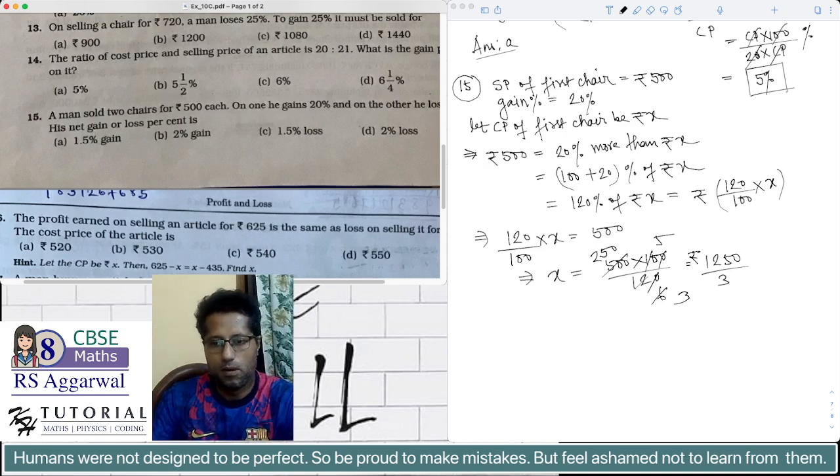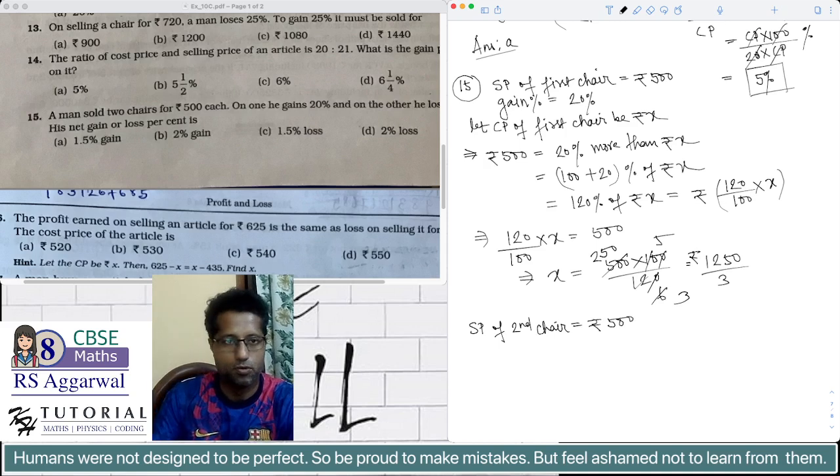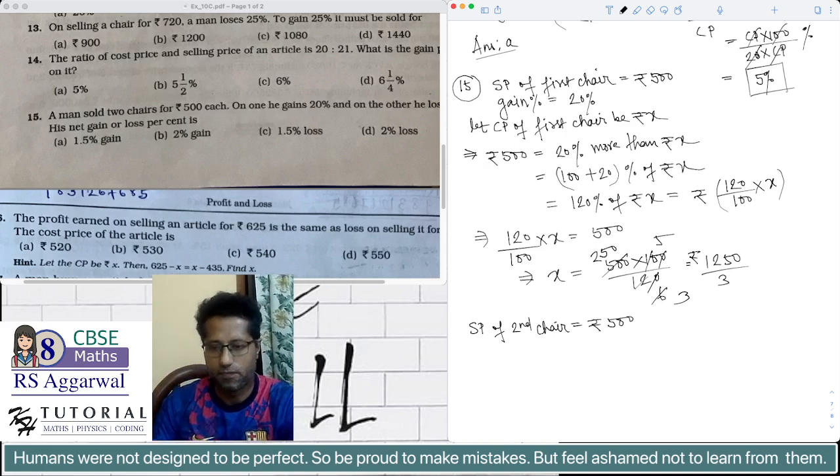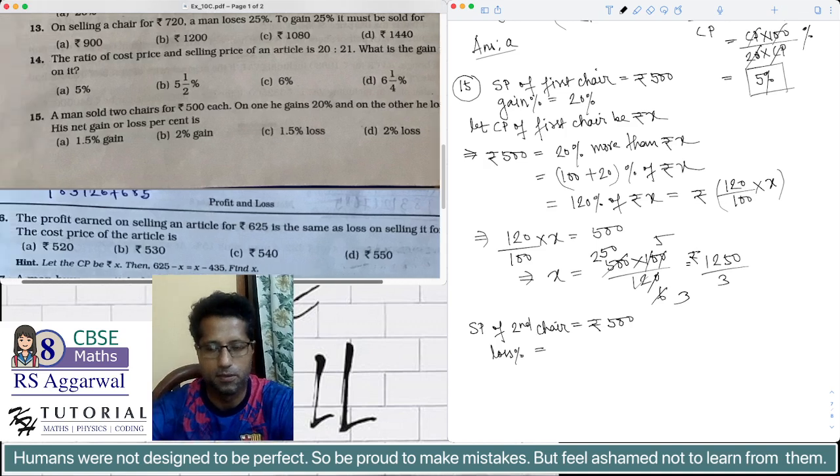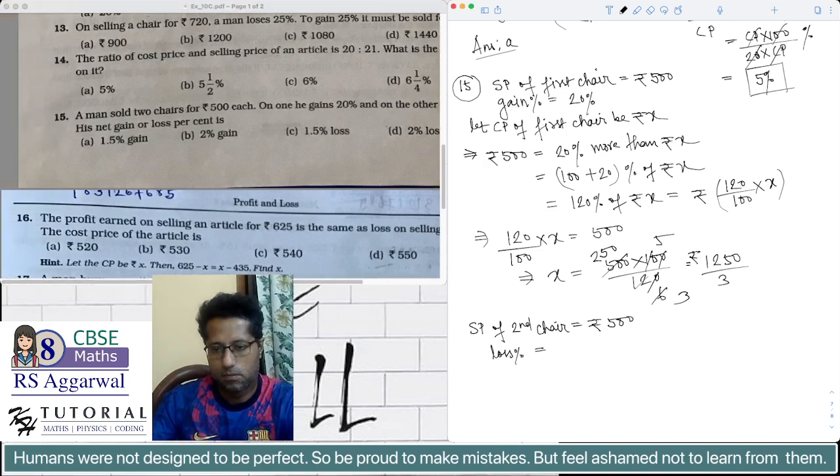So selling price of second chair is also equal to rupees 500, as it is given both the chairs were sold for rupees 500 each, and on the other he loses 12%.